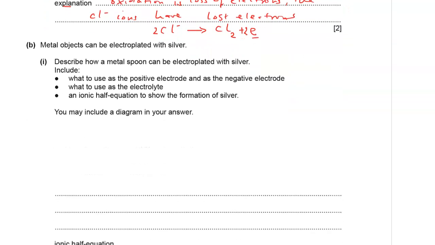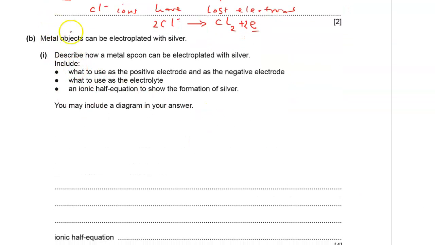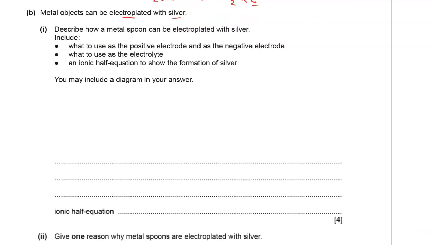Part B. Metal objects can be electroplated using silver. Of course, the reason for electroplating, one is to improve the appearance of the metal object, and secondly, if the metal object is made of iron, to prevent rusting. Electroplating does that.